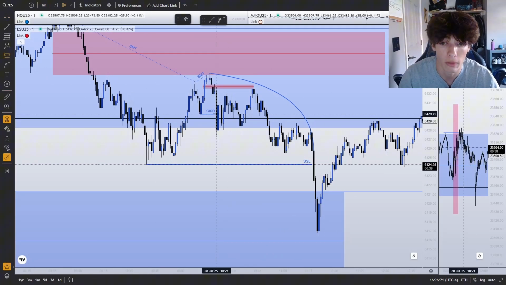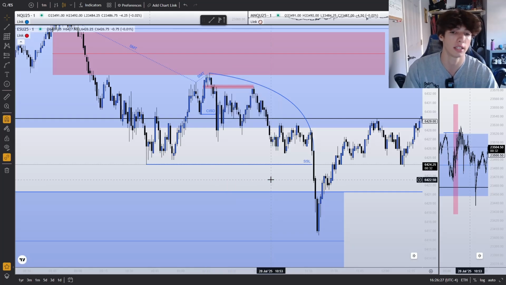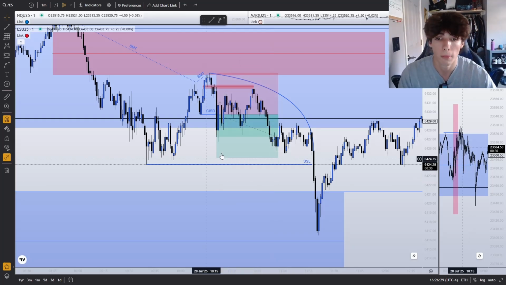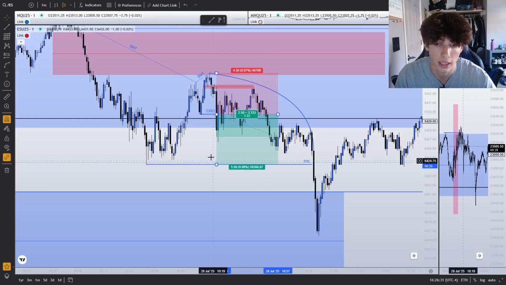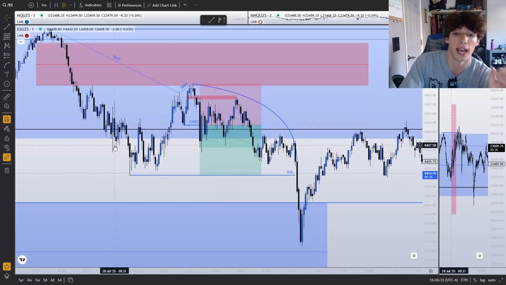My entry would have been on this change in the state, stop at the high, and a take profit 1, take profit 2. Now, yes, this is not a good trade. You do not have great RR, but the trade is high confluence, at least if you didn't look at discorrelation, and it ended up playing out.